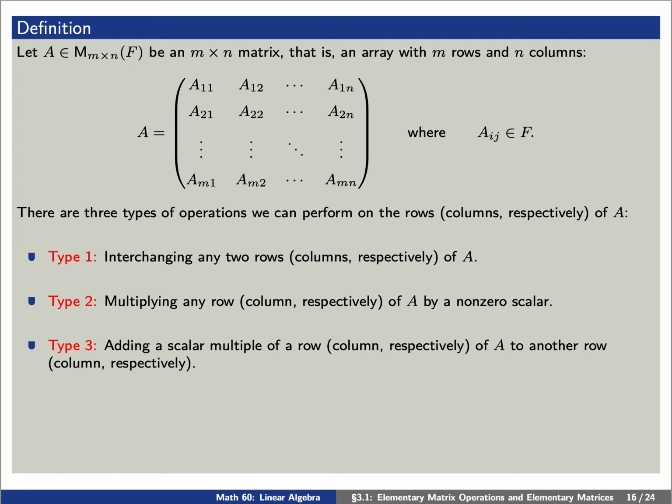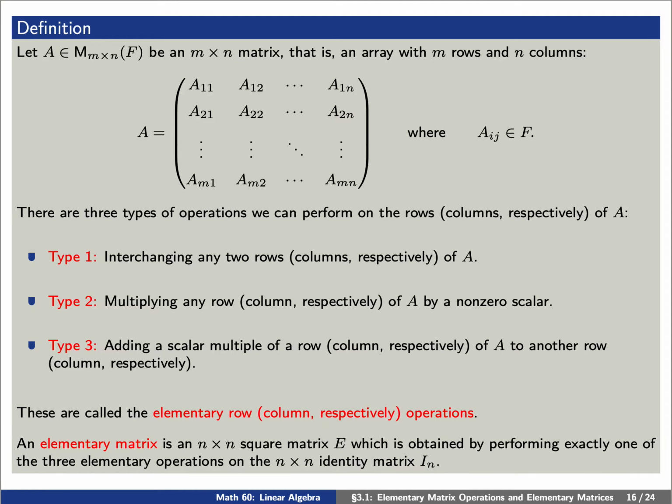I should point out that you can also do all of these for columns as well. These are called the elementary row operations, or if you will, the elementary column operations upon changing the correct words. An elementary matrix is any n by n square matrix E that is obtained by performing exactly one of these three elementary operations on the n by n identity matrix. It doesn't matter here whether you're allowing an operation on the rows or the columns.